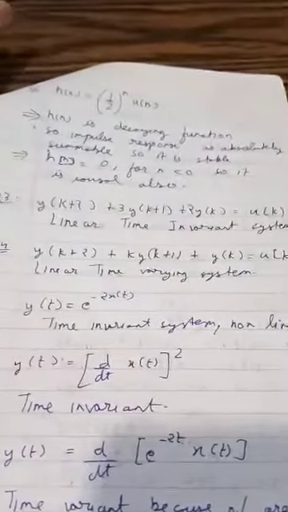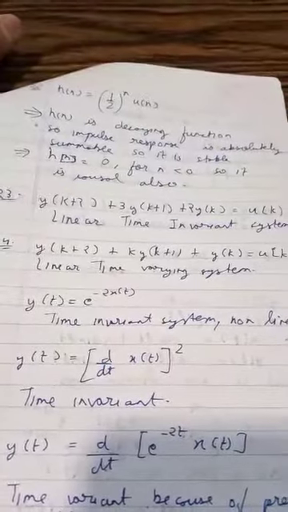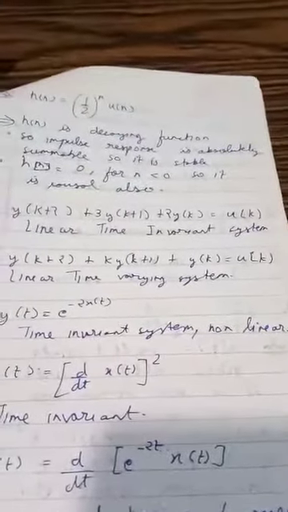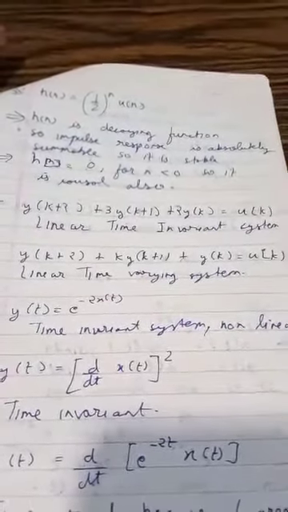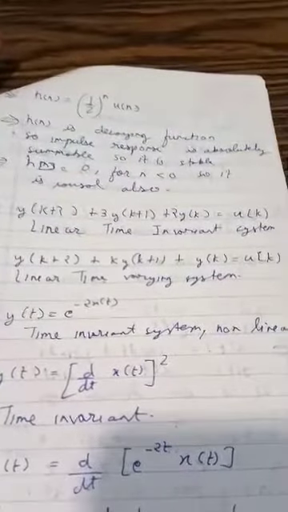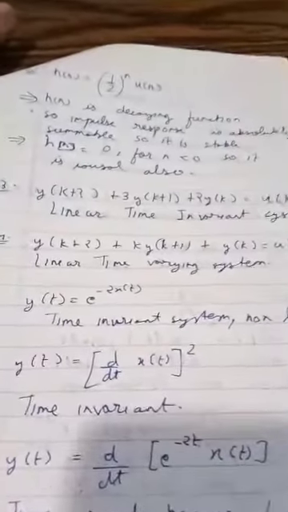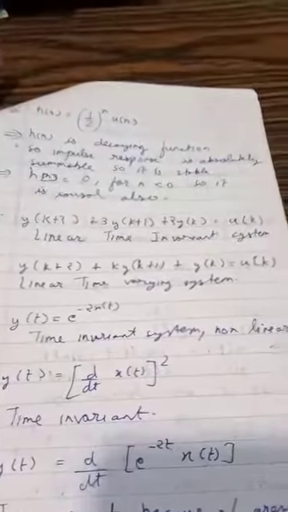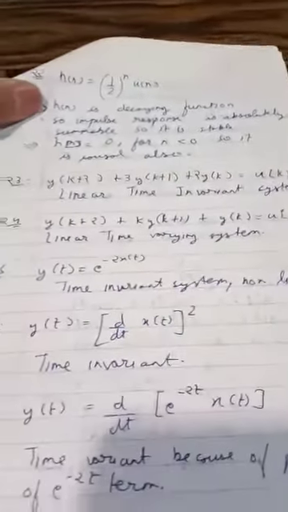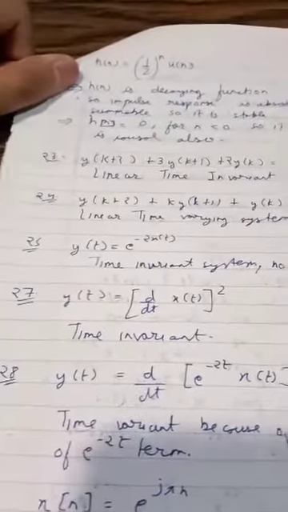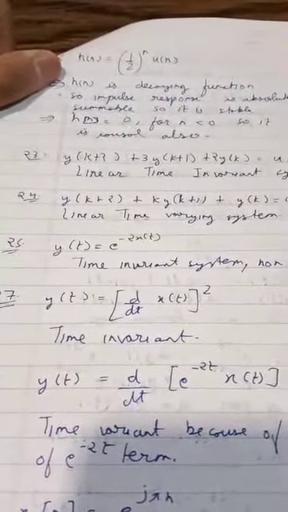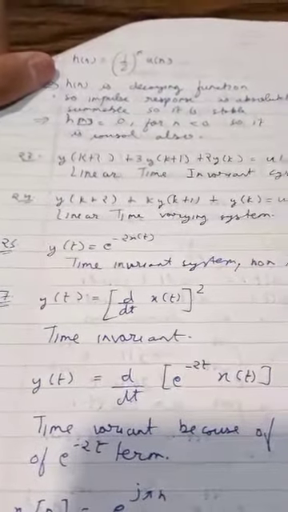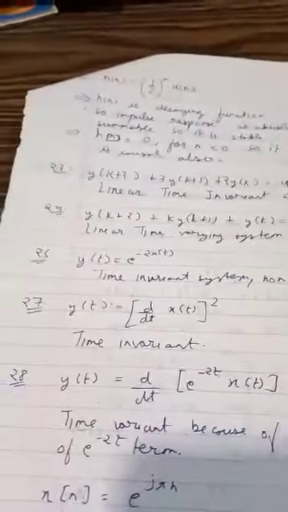The next is y of t equal to e to the power minus 2 x of t. So it is a non-linear system, but it is a time invariant system. Exponential is clearly a non-linear function. The next is y of t equal to (d by dt x of t) whole square. So it is a time invariant system.